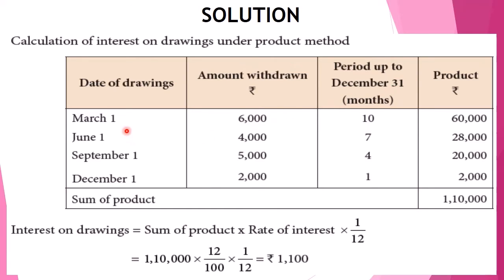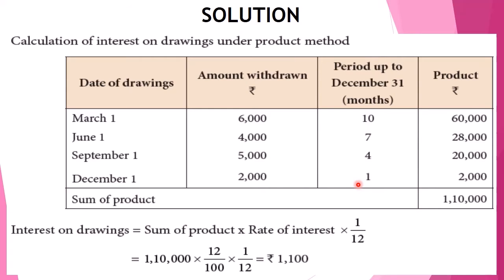So when it is March 1st, it is 10 months. When it is June, it is 7 months. How is it 7 months? June, July, August, September, October, November, December. So it is 7 months. From September, it is 4 months. December, yes, it is only 1 month.